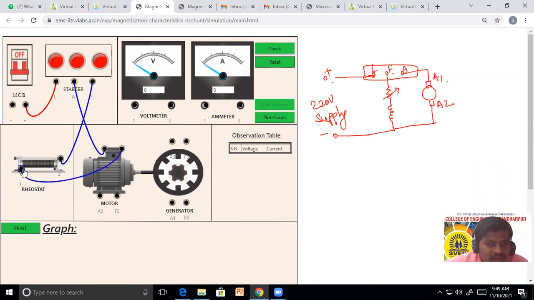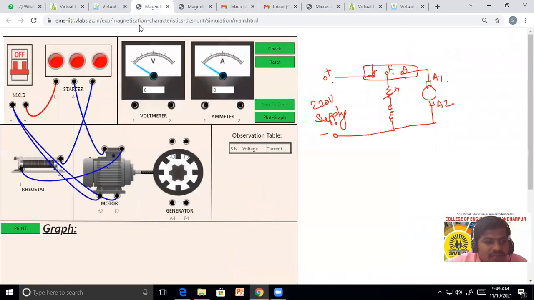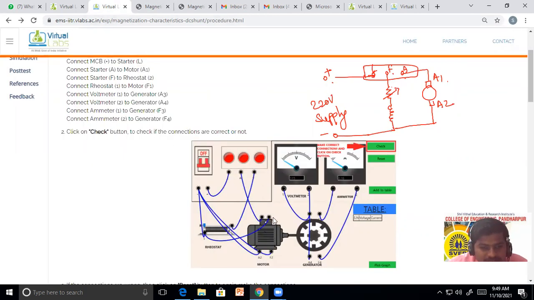The rheostat's next terminal is connected to F1, then F1, A1, A2. So A1 is connected to negative, similarly A2 and F2 are connected to negative. Also the rheostat connection will be like this. So the rheostat is connected to negative. So this is the connection.